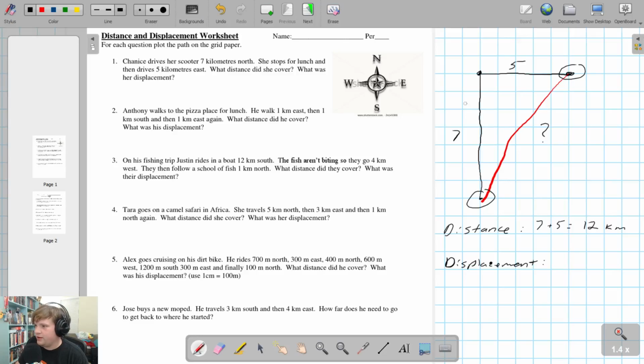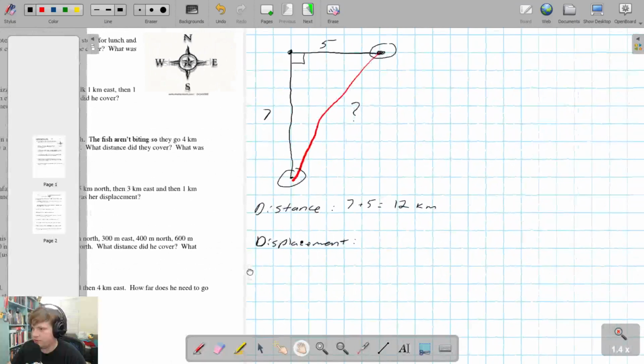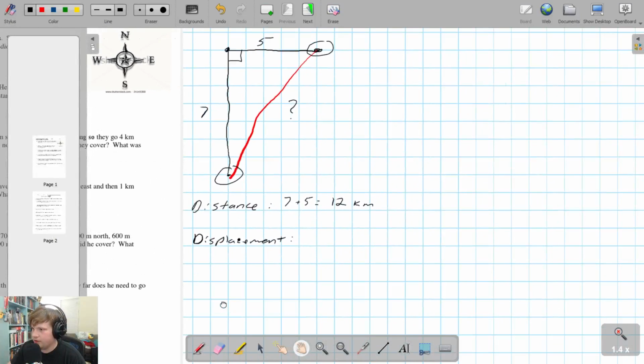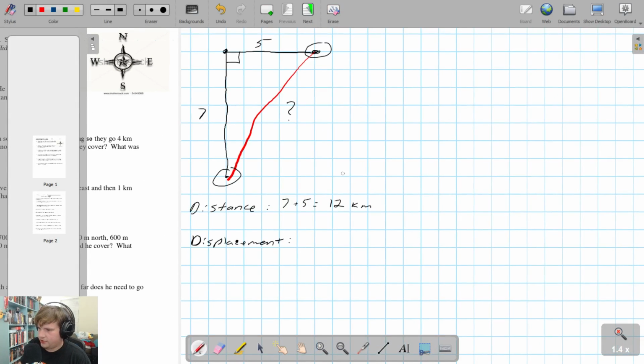Okay, so anytime we are dealing with a right triangle, so we have our right triangle, we went up and over, we draw our hypotenuse, we want to use Pythagorean's theorem. Okay, so this is where our math skills come into play. Okay, we're going to use our math and apply it to our displacement. a squared plus b squared equals c squared. This is 7 squared plus 5 squared equals c squared. 49 plus 25 is equal to c squared. Where's my calculator?